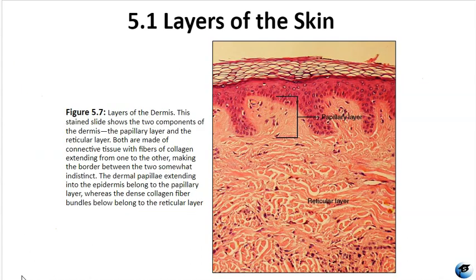Figure 5.7 shows the two main layers of the dermis, the papillary layer and the reticular layer. Both are made of connective tissue with fibers of collagen extending from one to the other, making the border between the two somewhat indistinct. The dermal papillae extending into the epidermis belong to the papillary layer, whereas the dense collagen fiber bundles below belong to the reticular layer.